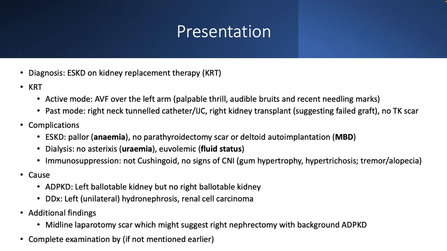In terms of etiology, in view of a palpable left kidney, however there is no palpable right kidney, I will still put my top differential to be adult onset polycystic kidney disease. The differentials can be left hydronephrosis or left renal cell carcinoma. Additionally, I noticed that there is a midline laparotomy scar, which may suggest the possibility of a right nephrectomy in the background of ADPKD. Okay, that's all.